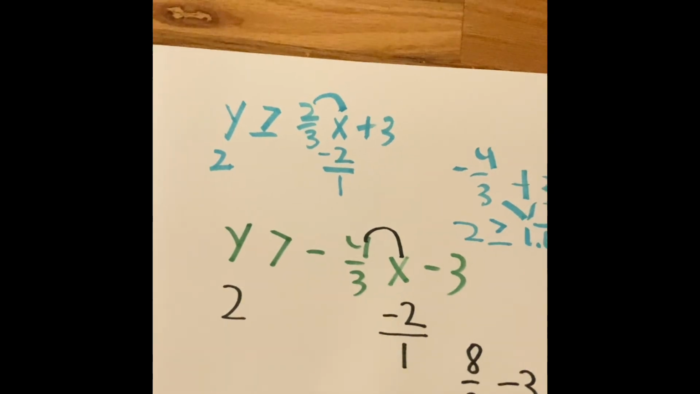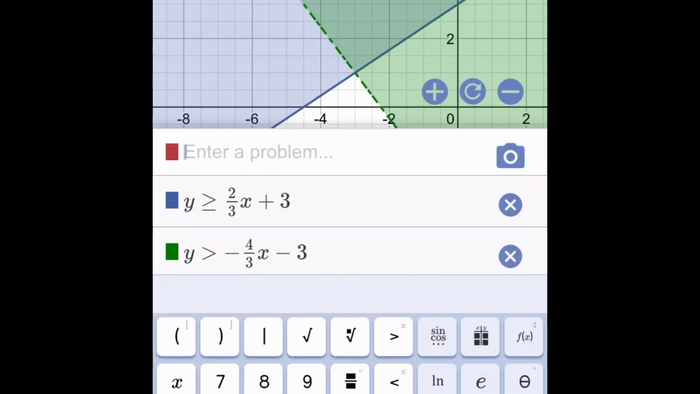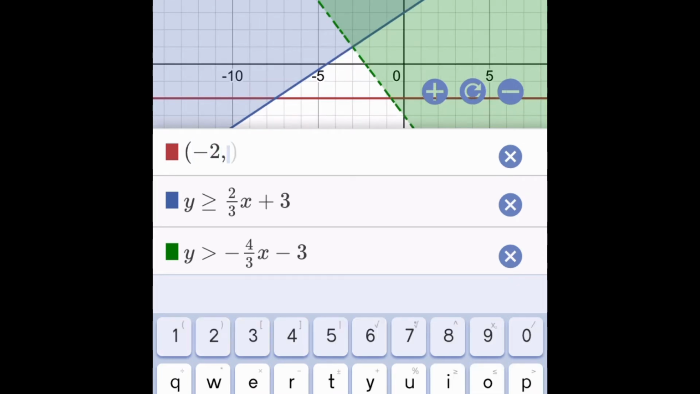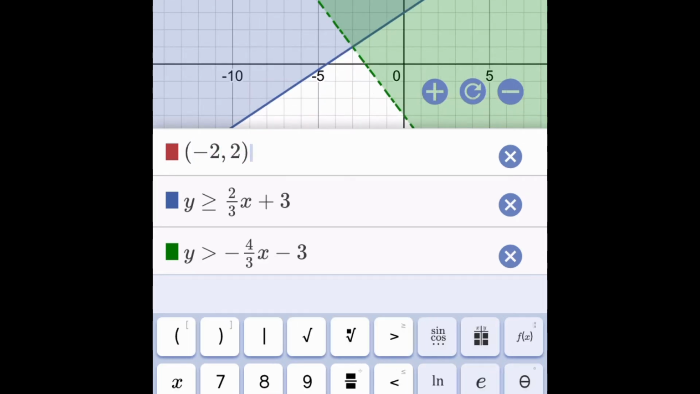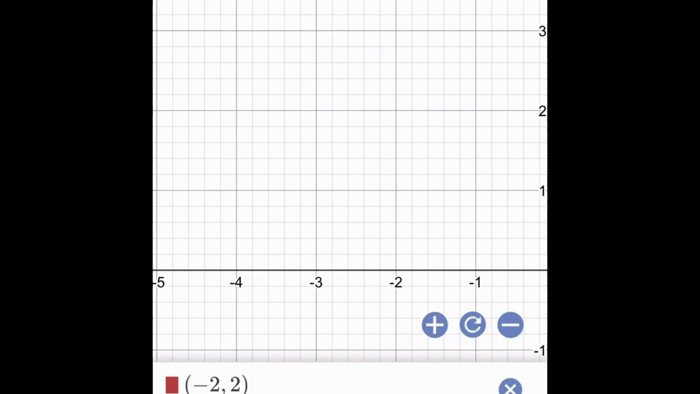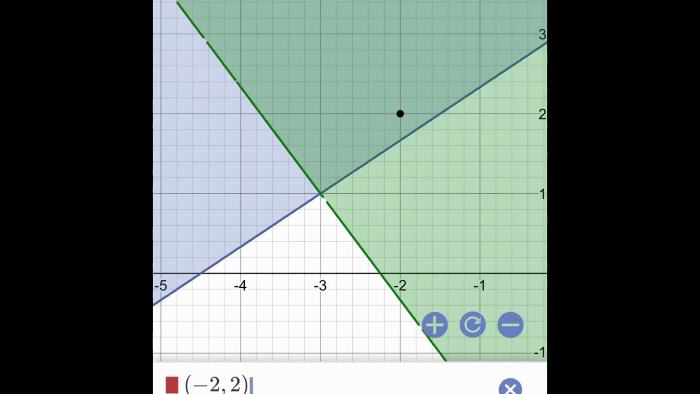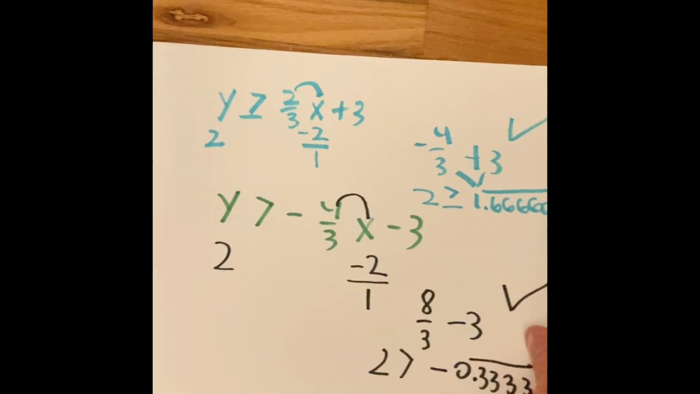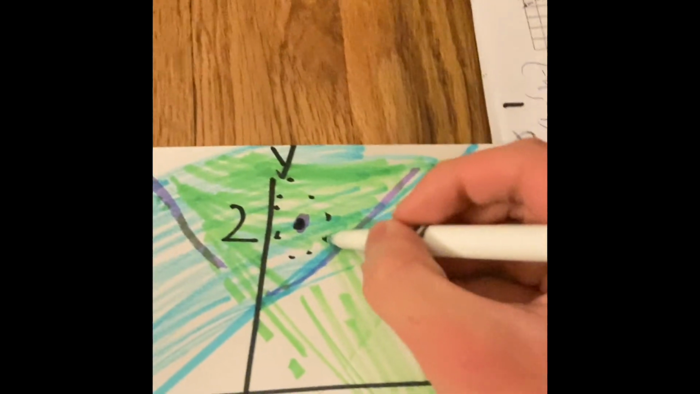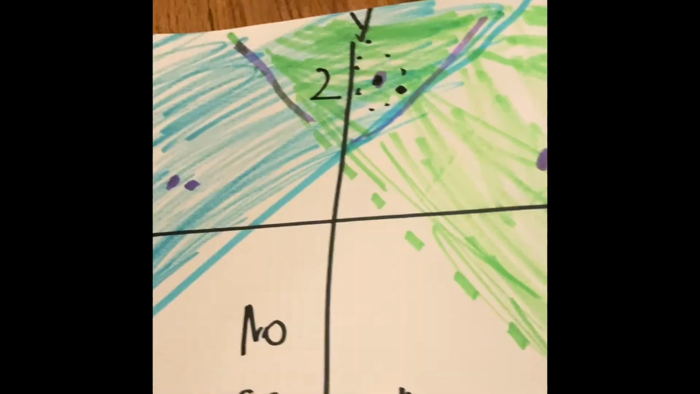Here is where the point is. So yes, it works because the point is in the two lines right here. Let's do the point that only satisfies one equation. So it's negative 6 comma 1.